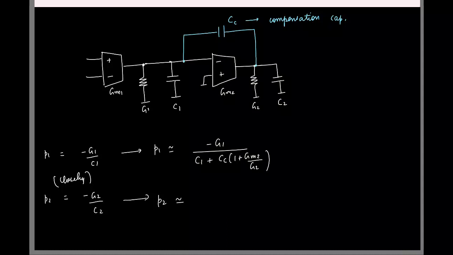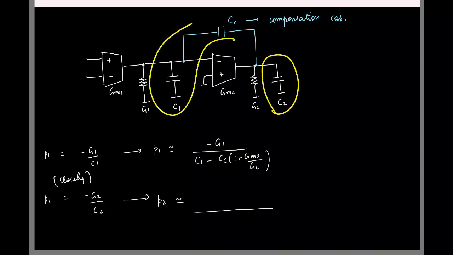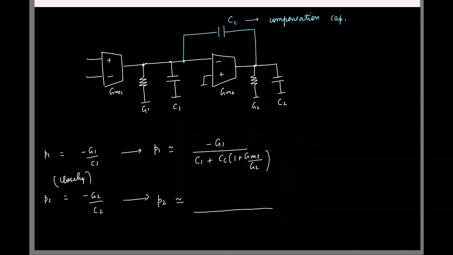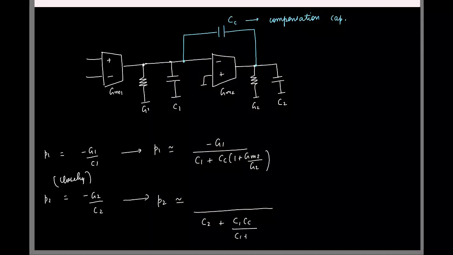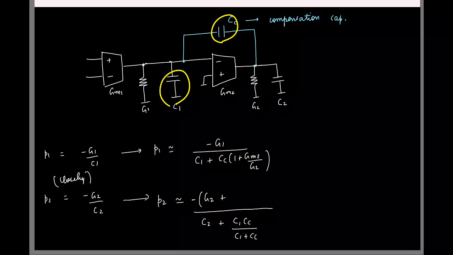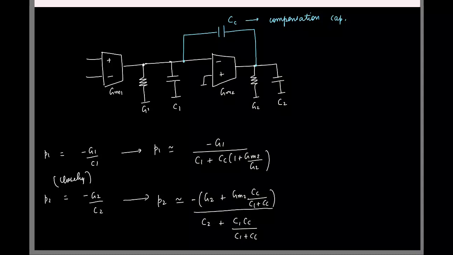What about the second pole? Minus, first let's write the capacitance. So in capacitance we have C2 and these two in series, so C1 Cc by C1 plus Cc. And if I write the conductance, I'll have G2 plus the capacitive division between these two caps.